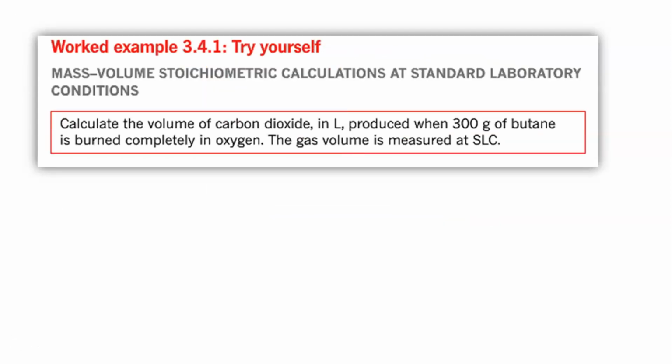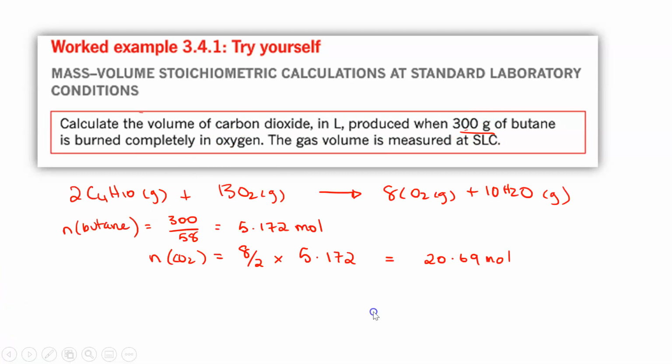Next one. Again, we're looking at our butane, so we're just using the same combustion equation as we did before. You're looking for the volume of carbon dioxide produced when we burn 300 grams of butane. Have a go, then come back and check the answer.